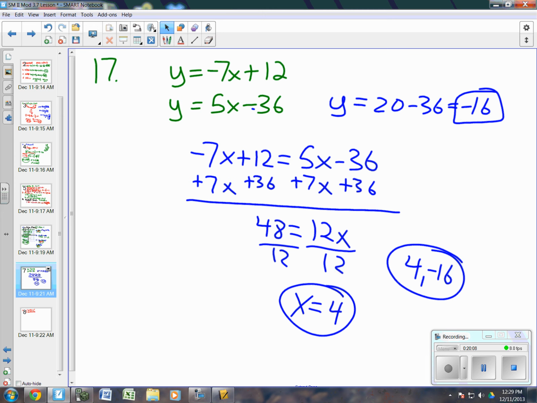Now, I would suggest, do we have this down? I got x equals 4, so I put 4 in for x. 5 times 4 is 20. Minus 36 equals negative 16.